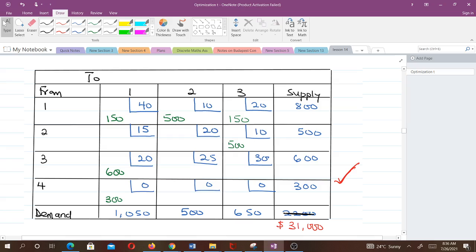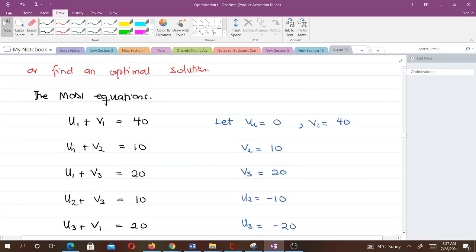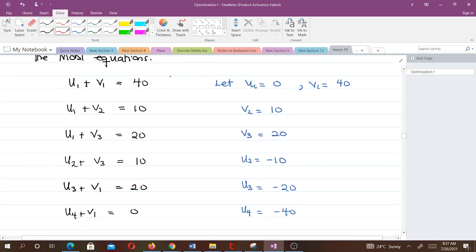So that means I'll have to develop the equation. So this is how we develop the equation. It is ui plus vj is equal to cij for the allocated cell. So when it comes here, for instance, saying this one is allocated, you are going to have u1 plus v1 will be equal to 40. That's for them, u1 plus v2 is equal to 10 and what have you. So doing that, we are going to have these equations, which are the modal equations, right?